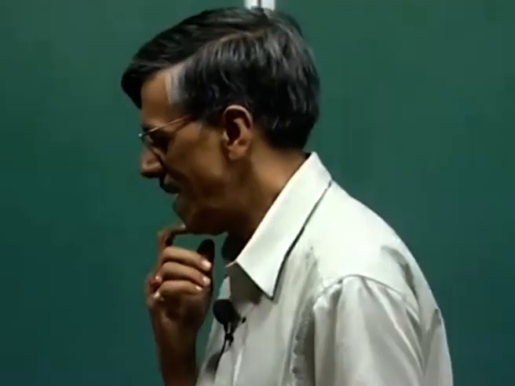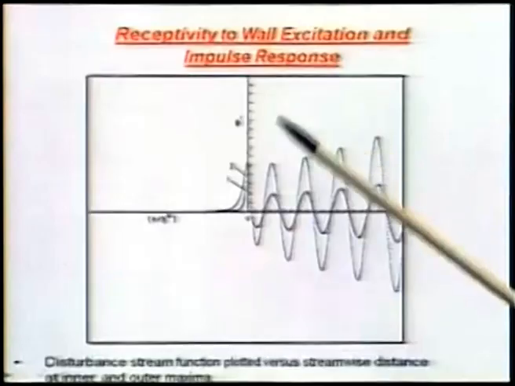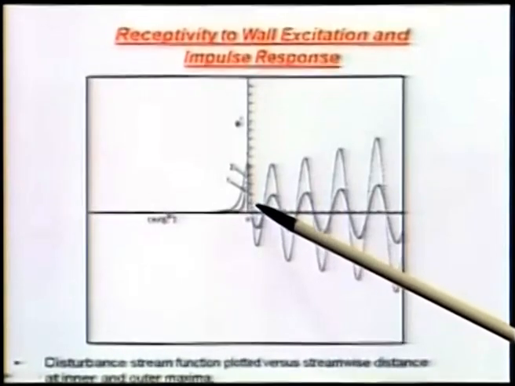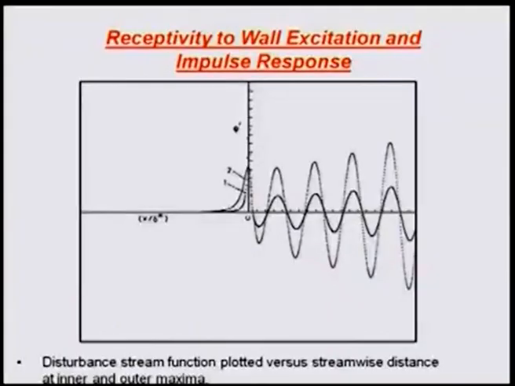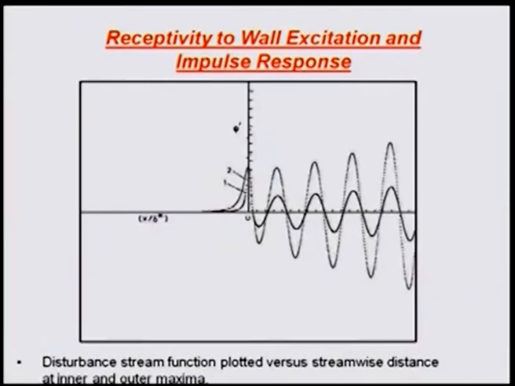Okay, so in the last class we were continuing our discussion on receptivity of boundary layer to wall excitation. In the context we looked at the impulse response, that is, the exciter is placed at the origin, which is vibrating at a pre-defined frequency. As a consequence, you create a kind of a wave train which grows in space, and so this is the corresponding picture of your spatial instability problem, right?